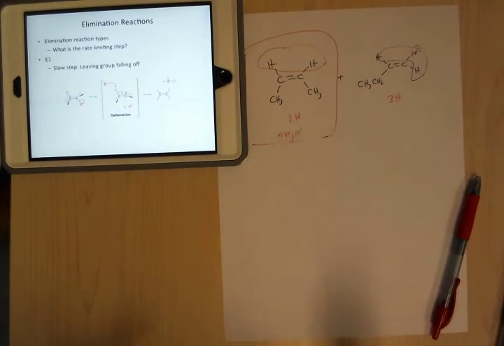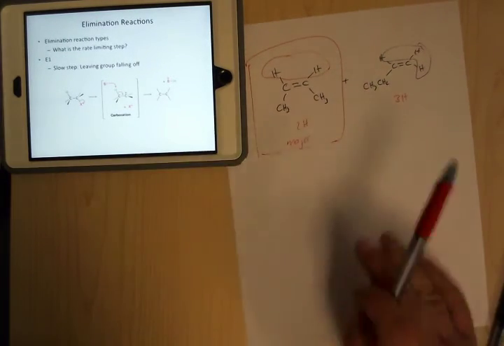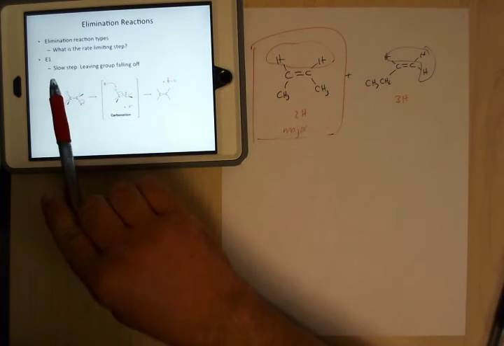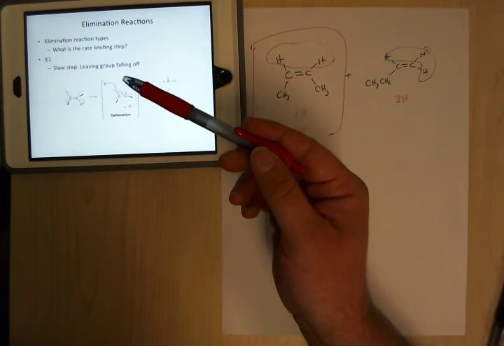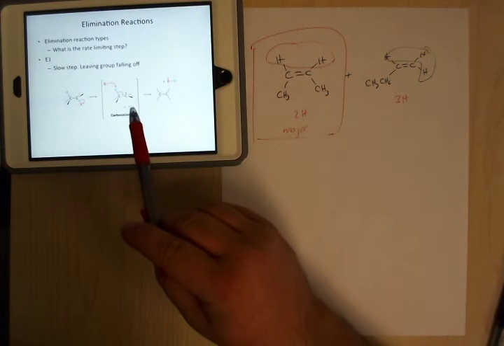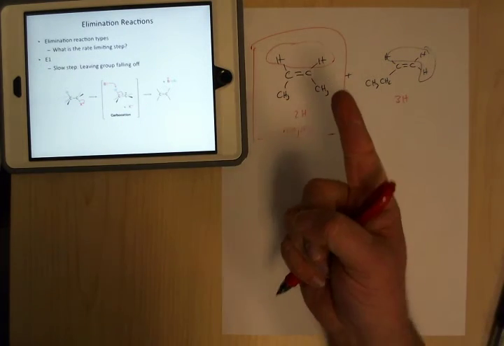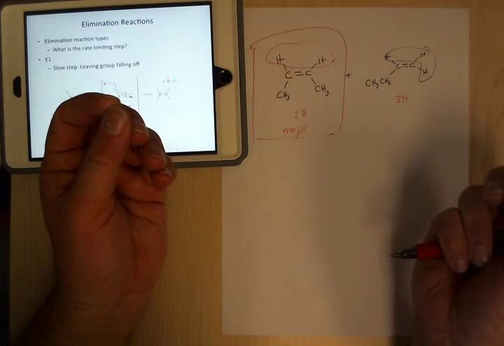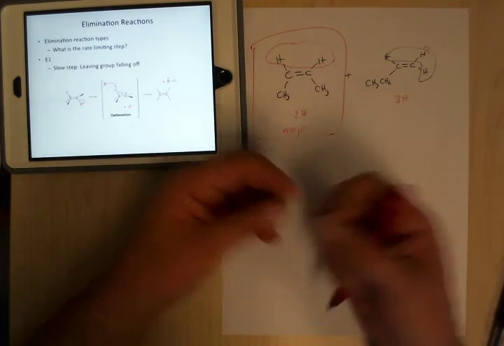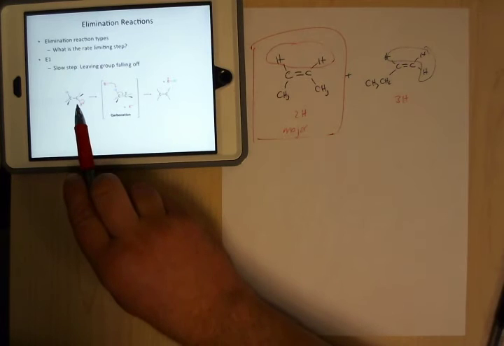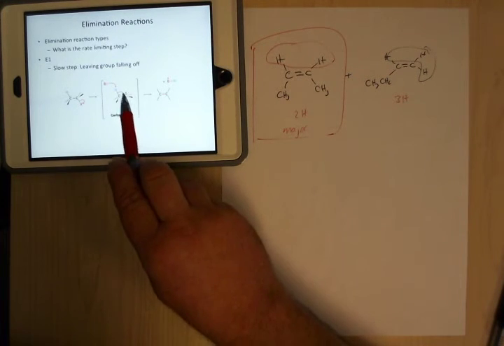Okay, so a couple of different types. One is the E1, just like the SN1. For the E1, there's only 1 molecule involved. You're splitting these things up, so it's 1 molecule falling apart. The leaving group leaves to leave the carbocation.